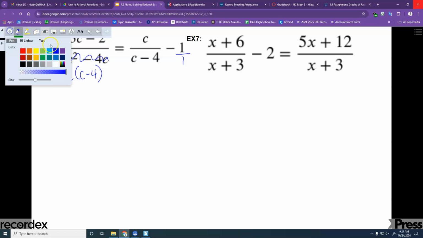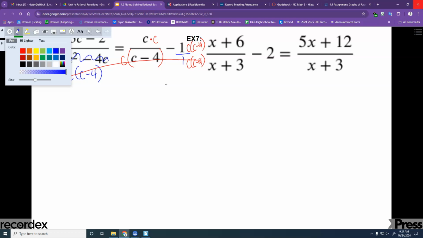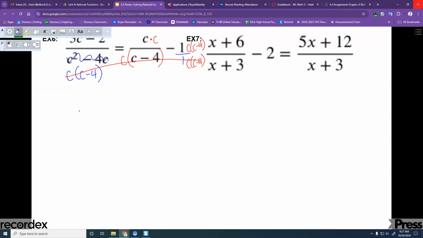You don't do anything to it. The second one, what is it missing? C. So we're going to multiply by a C here and a C in top. What about the last one? What's it missing? Everything. So you got to do C times C minus 4. Okay? So since I've got C times C minus 4 for all of my denominators, I can just cross it out. And I realize you can't see for this, but that is a 3C minus 2 equals C times C is going to give me C squared. And then I'm going to just do this minus C times C minus 4.